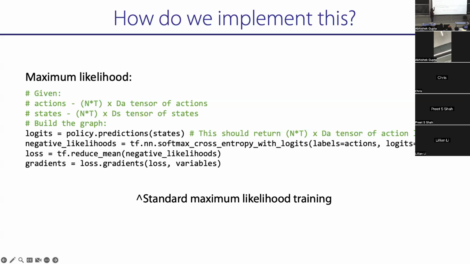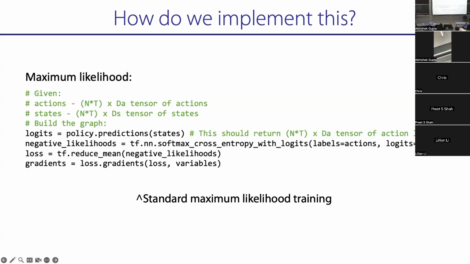You can replace this with other things for a Gaussian. For a Gaussian, this would not be softmax cross entropy. This would be mean squared error. Depending on your probability distribution, this loss changes. So this is maximum likelihood. Bear with me on how this works.